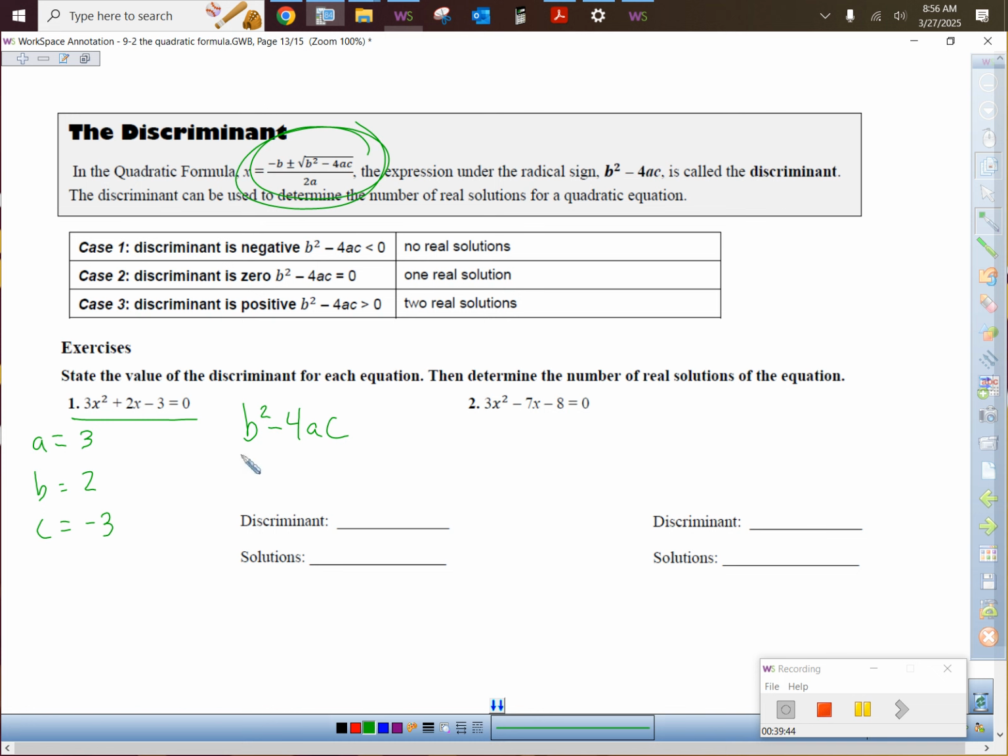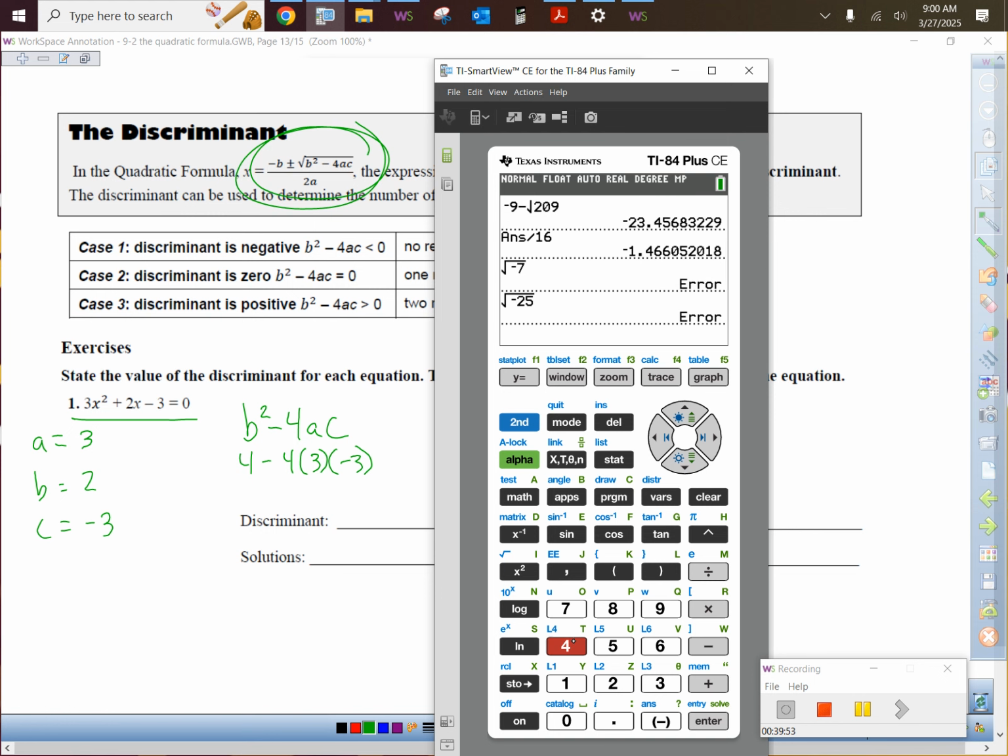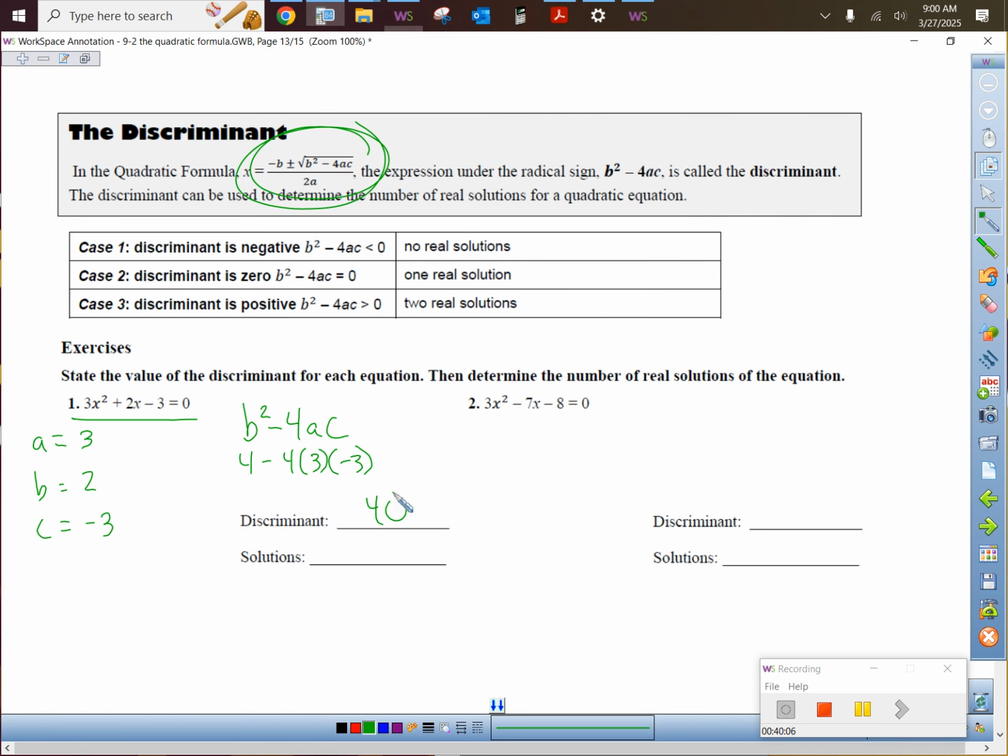B squared is 4 minus 4 times 3 times -3. Find the discriminant. 4 minus 4 times 3 times negative 3. And how much did we get? 40. Are you guys okay with 40? What kind of number is 40? Positive number, negative number, or 0? It doesn't matter if it's a perfect square or not, isn't it positive?